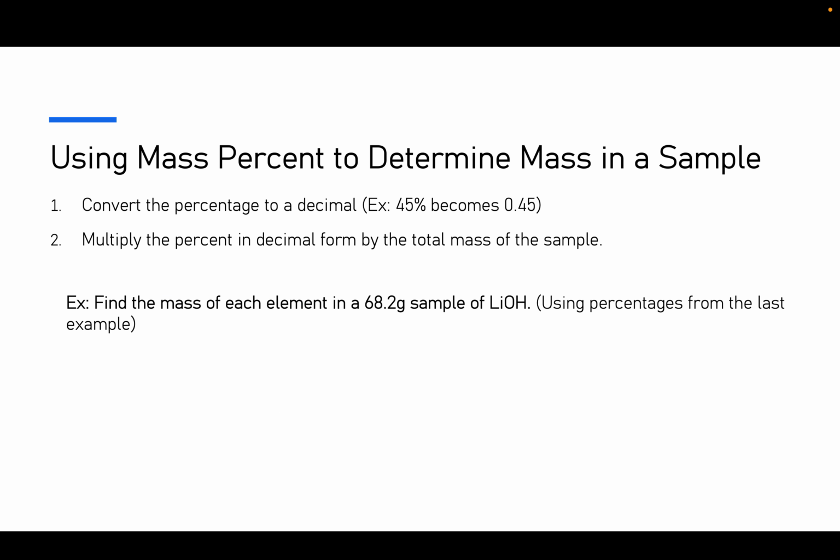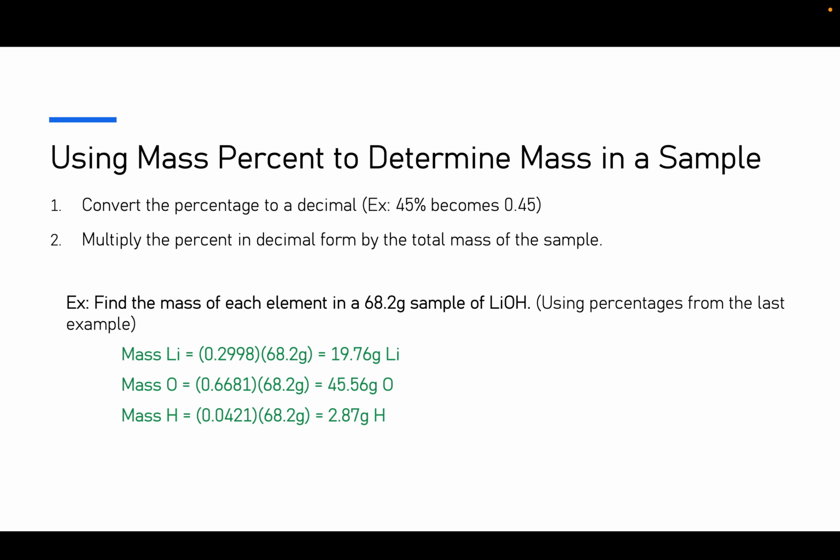Going the other direction is even simpler. For this, you just have to multiply the percent in decimal form, so for example, 45% becomes 0.45, by the total mass of the compound to find the mass of a particular element. So for example, if we're trying to find the mass of each element in a 68.2 gram sample of lithium hydroxide, using the percentages that we just calculated, you can see what we do here. We just have to take that mass, 68.2, and multiply by each of the separate percentages in decimal form to get the mass of each component part.